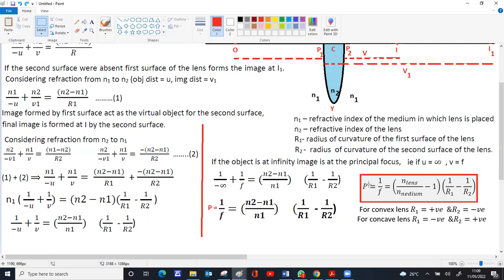Now the focal length and power will be taken as positive for a converging lens and negative for a diverging lens. So these are the concepts behind the derivation, and when you apply the formula to numerical questions, you need to apply the sign conventions.